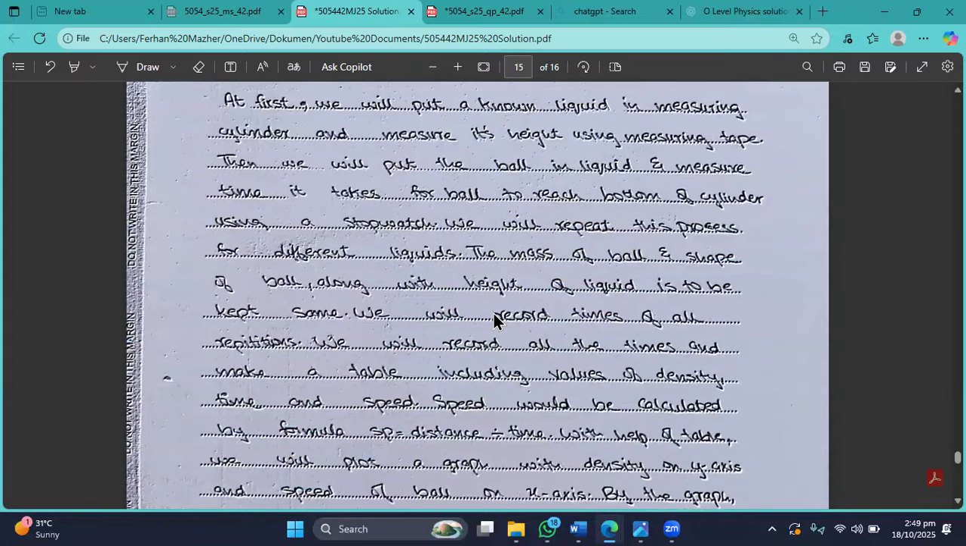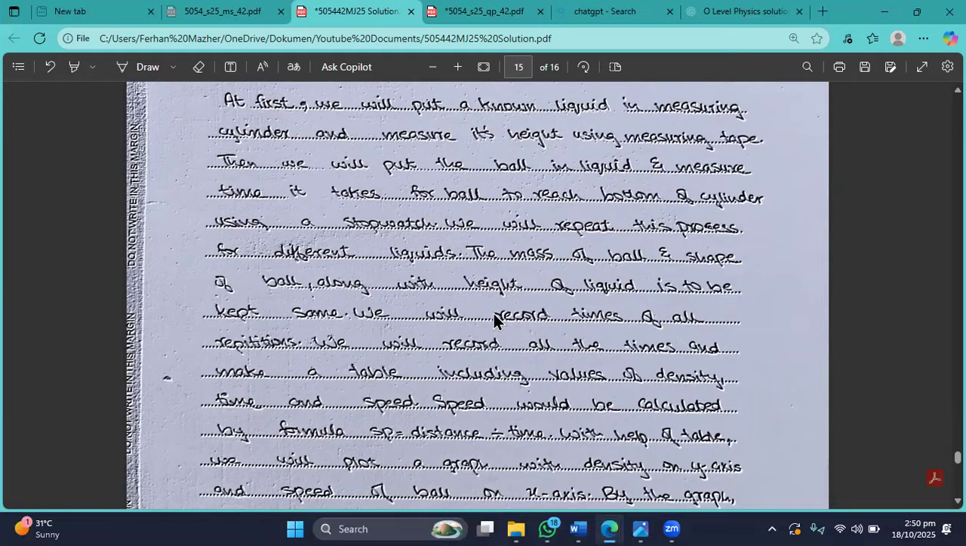At first, we will put a known liquid in a measuring cylinder. A known liquid means I know its density, and measure its height using the measuring tape. So in that measuring cylinder, whatever is the height of that liquid, you will measure it with the measuring tape.